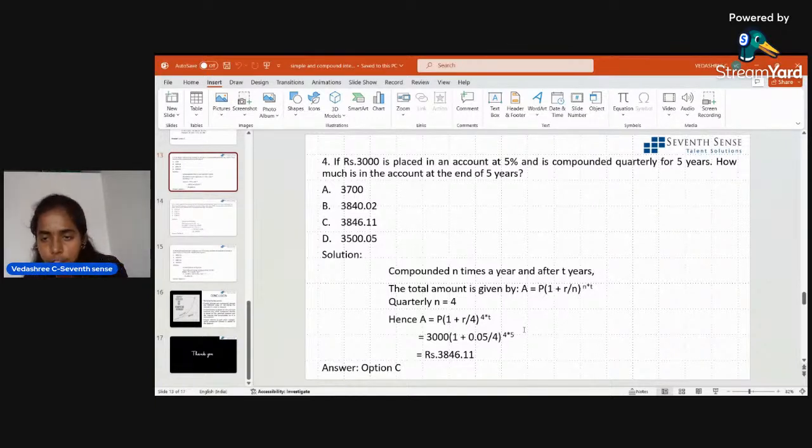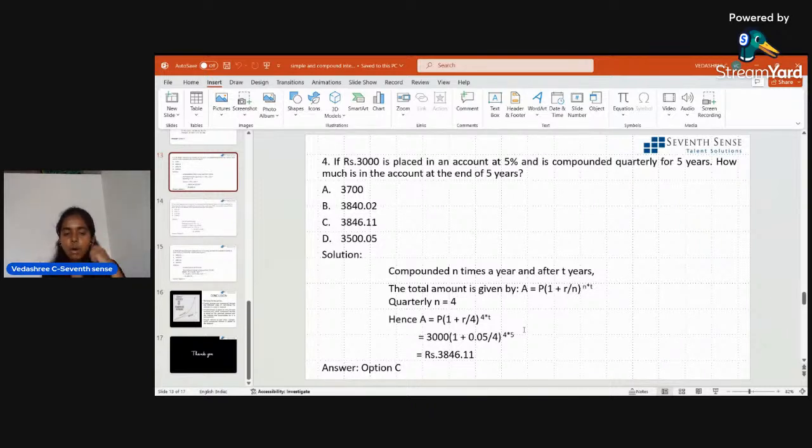N is already given in the question. Quarterly, N is equal to 4. If 3000 rupees is placed in an account at 5% and is compounded quarterly for 5 years, quarterly is nothing but 4 times a year. If we consider half-yearly, it means 2 times.